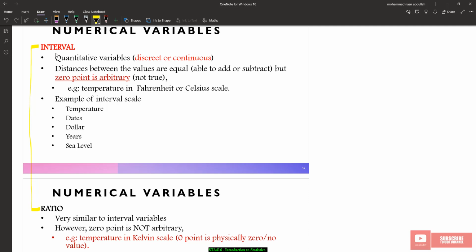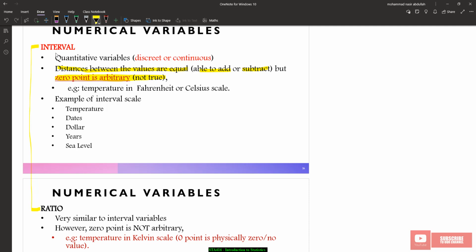Can be measured, right? But the difference between ordinal and interval and ratio is that in interval, the distances between the values are equal, able to add or able to subtract. But the 0 point is arbitrary, meaning it's not a true zero. Apa maksud not a true zero? For example, temperature. We have Celsius, right? 100 Celsius means, at what point do they say? The boiling point, right? If 0 Celsius means sejuk, beku, right? So that means here 0 is not a true zero.